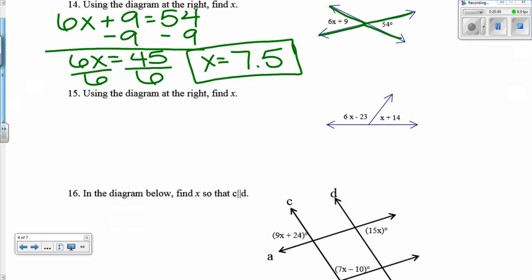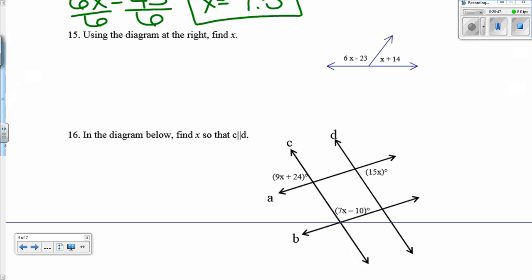For number 15, using the diagram at the right, find x. Well, I have a line, and two angles made up that line, so I know this is a linear pair, which means these are supplementary, so they add up to 180, and that should be a minus 23. Right?